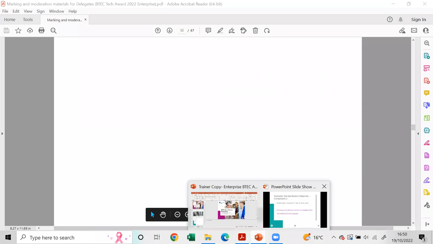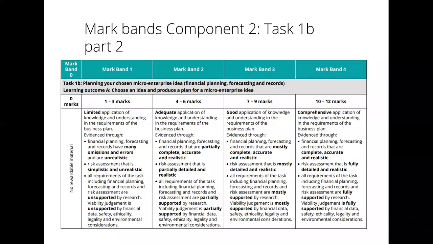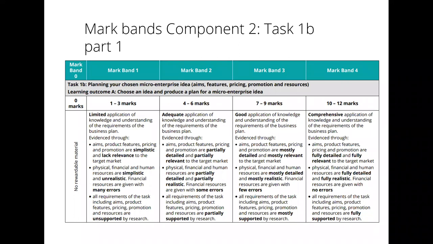So again, I'm going to go back onto here. It's the first part of the business plan. It's the aims, the features, the pricing, the promotion, and the resources. Which mark band do you feel this falls into? Is it limited? Is it adequate? Is it good? Or is it comprehensive? I have given a few clues as we've gone through.